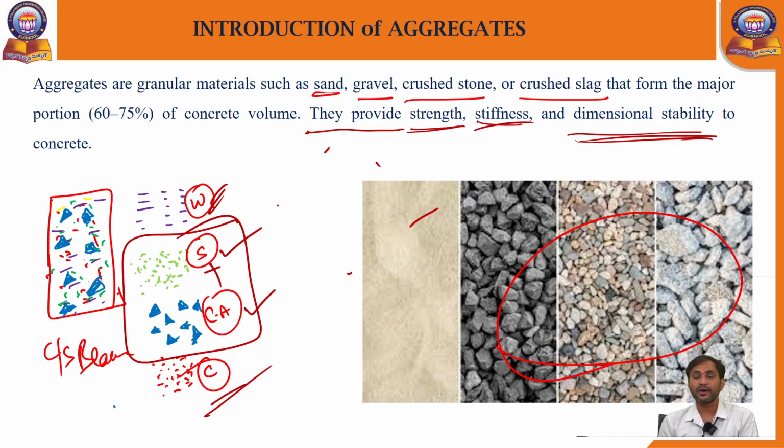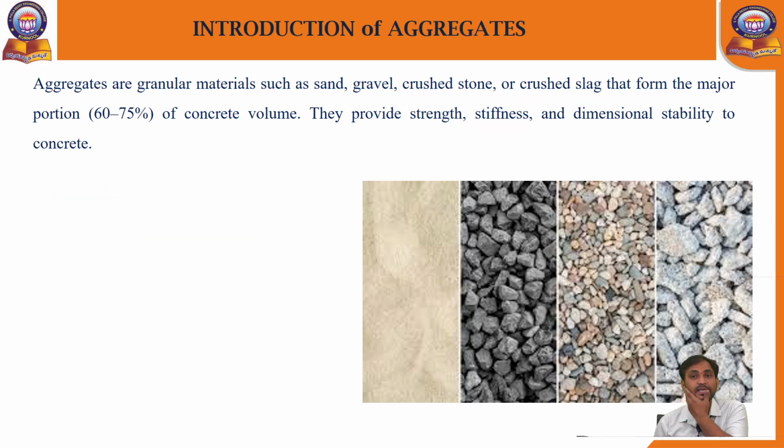Okay, now you have understood what an aggregate is. Aggregate is one of the basic and natural resource materials. It is added in the mixing process of concrete, and it requires 60 to 75 percentage of the concrete volume. Okay, done. Coming to the types.